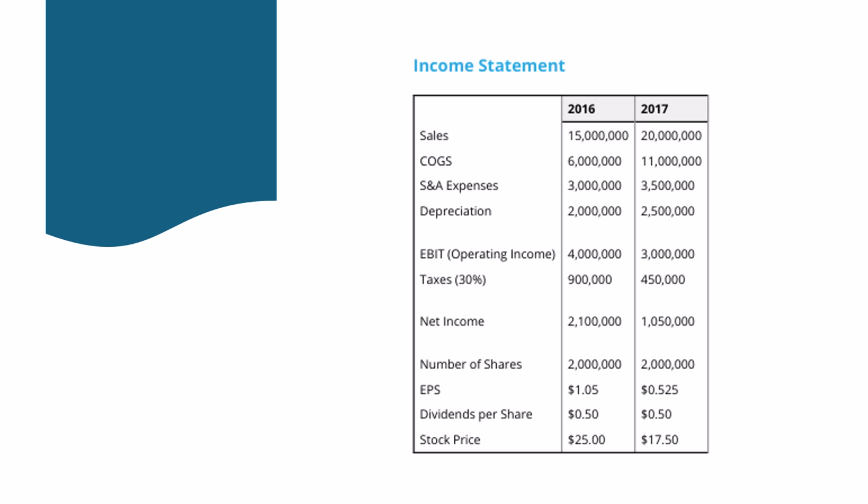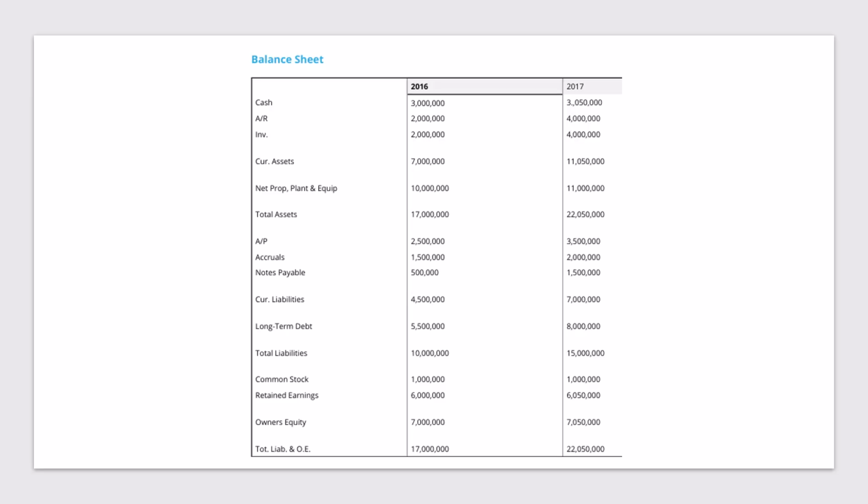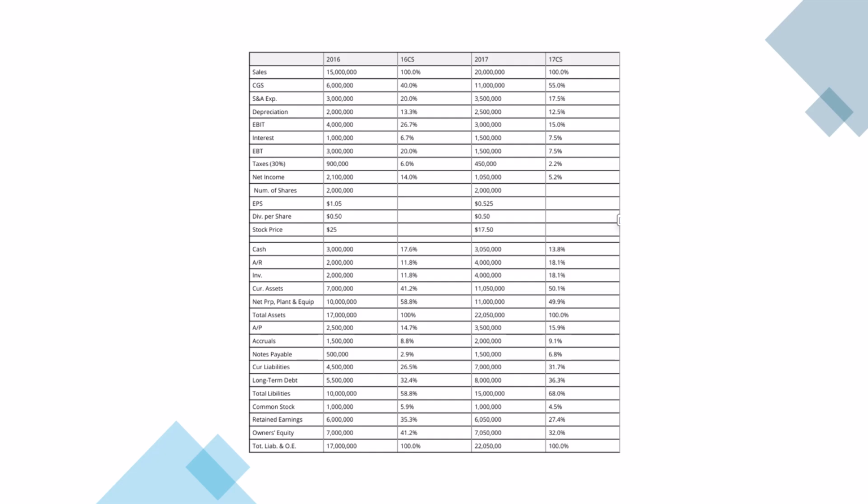For this question and the previous question, here is the income statement for Joe's Gadgets. Here is the balance sheet for Joe's Gadgets. Here is the solution to the problem.